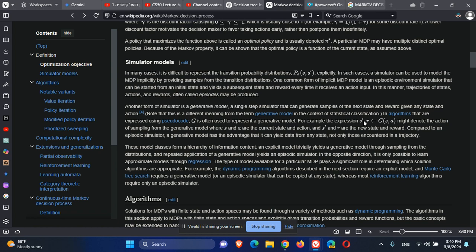For example, the expression s', r ← G(s, a) might denote the action of sampling from a generative model where s and a are the current state and action and s' and r are the new state and reward. Compared to an episodic simulator, a generative model has the advantage that it yields data from any state, not only those encountered in a trajectory. טוב, לא לגמרי הבנתי מה הוא רוצה לעשות, הוא בעצם עושה לה סימולציות כדי ללמוד כנראה את ההסתברויות.